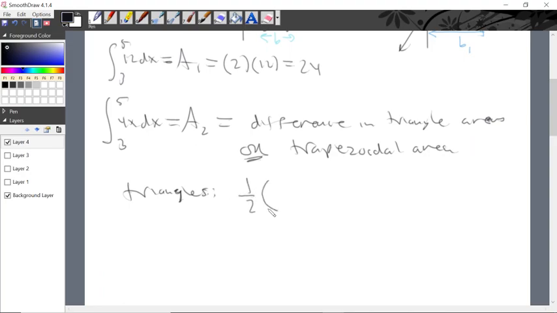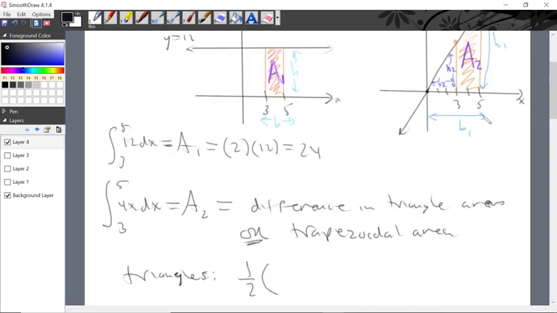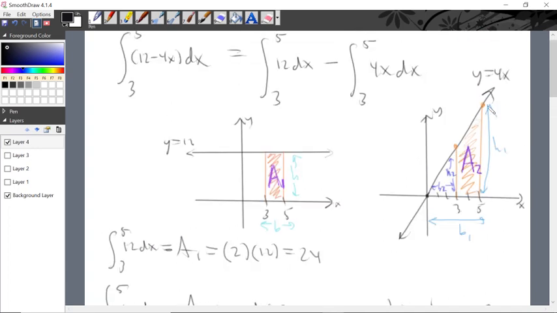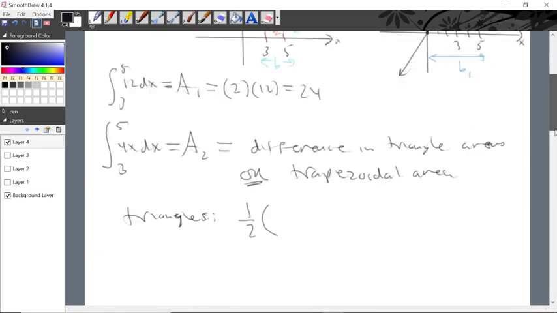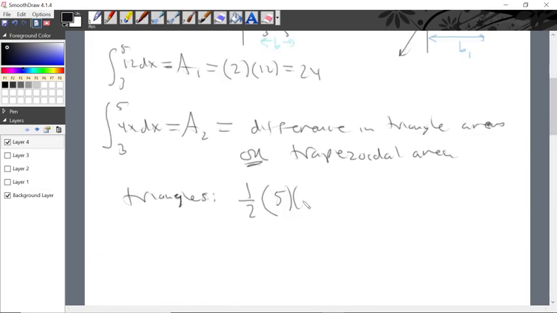The larger triangle has a base of 5 and a height we can calculate. This is y equals 4x, where x is equal to 5, so y is equal to 20. So the base is 5, height is 20.